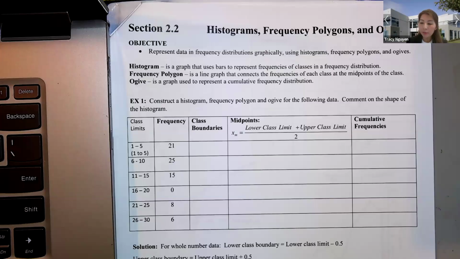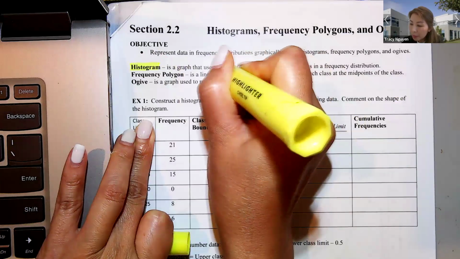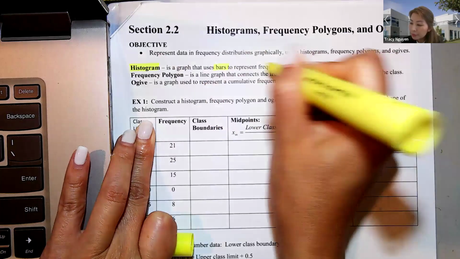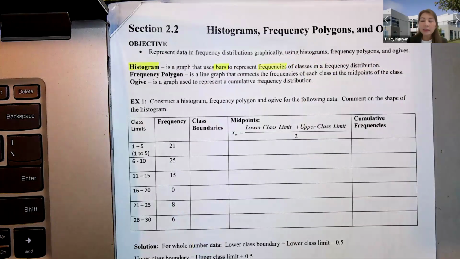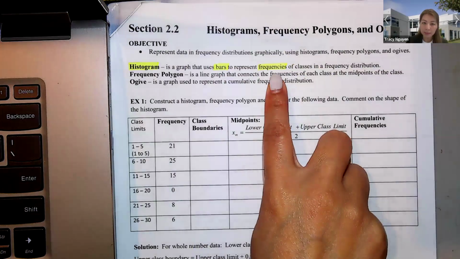So let's take a look at what we have in a histogram. A histogram is a graph that uses bars to represent the frequencies of the classes in a frequency distribution. Meaning that when we think of a histogram, we think of a bar graph, and the height of the bars would be the value of the frequencies.